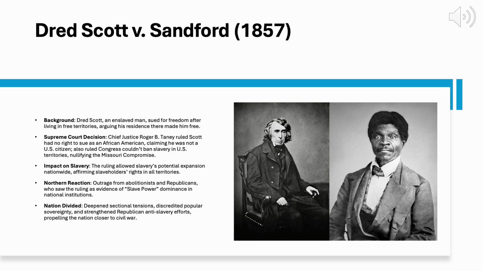Republicans responded with outrage, arguing that the ruling threatened to make slavery a national institution and asserting that the Supreme Court had acted under the influence of pro-slavery interests. The Dred Scott decision further polarized the nation. For the South, it was a victory that affirmed the right to own slaves and expand slavery into new territories. For the North, it underscored the urgent need to resist what they saw as an encroaching pro-slavery agenda.